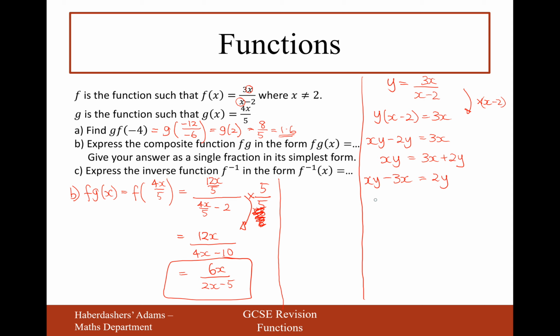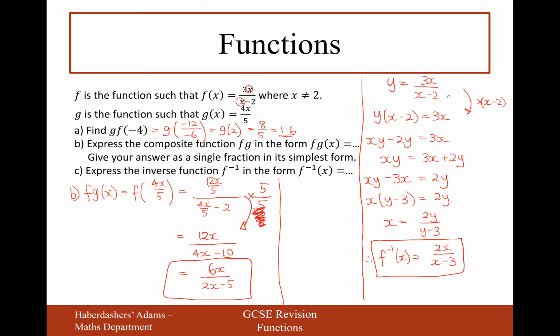Now that I've got all my x's on the same side, I'm now going to factorise. And now I'll divide by what's inside the bracket. And there we are, that's our final answer. So the answer here is going to be f inverse x equals, and then remember our final answer replaces the y letter for the x letter. So there we are, that's our final answer in this question.